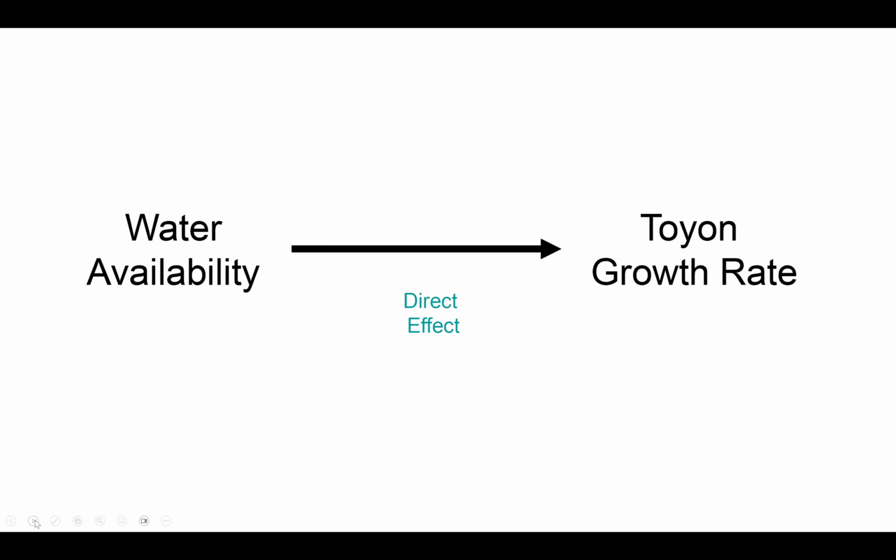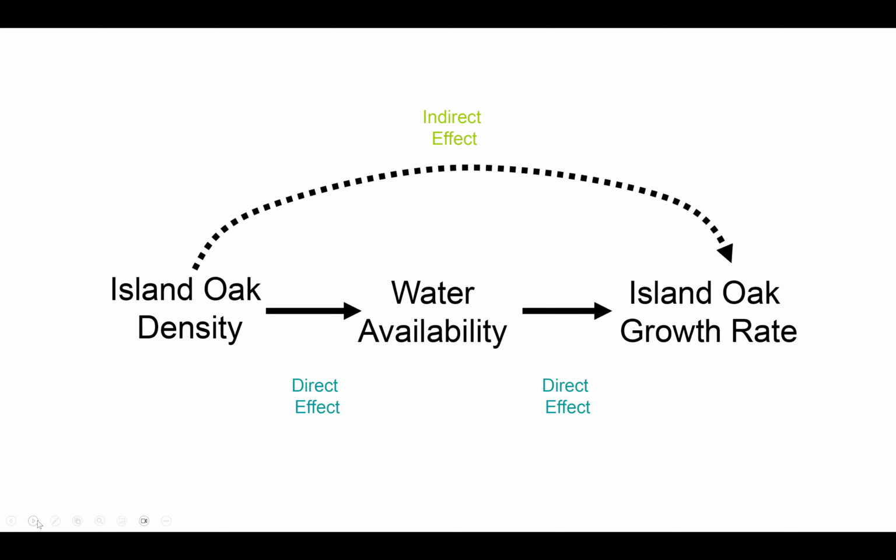So a direct effect would be water availability on the toyon growth rate. Toyons are some trees out on the island. So that's a direct effect, all right? They need water to grow. We have what's called an indirect effect. So we have island oak density, like how many are in an area, and there's an indirect effect on island oak growth rate. Now, the direct effect is the density on water availability, because the more there are, the more water they drink up. But water availability also has a direct effect on their growth rate. So density indirectly affects their growth rate.